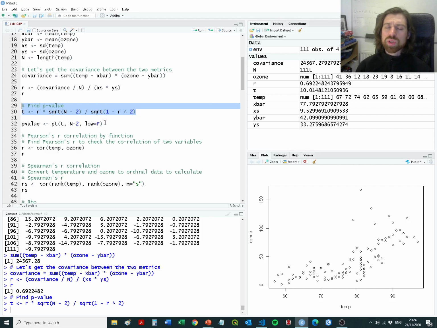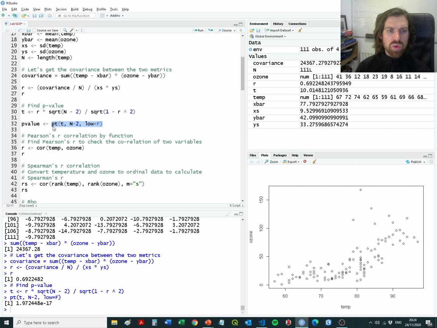And as normal, once we get a test statistic, we're able to plug that into the inbuilt function in R, which is able to look at the probability of that value occurring against the t distribution in this case. So when we do that, we actually get a very small number.